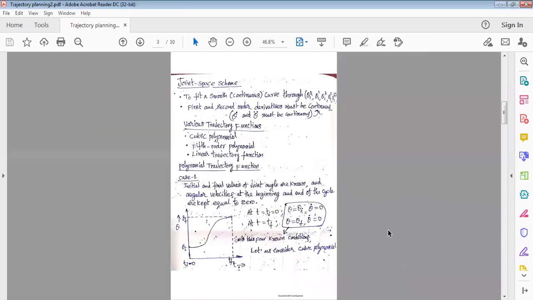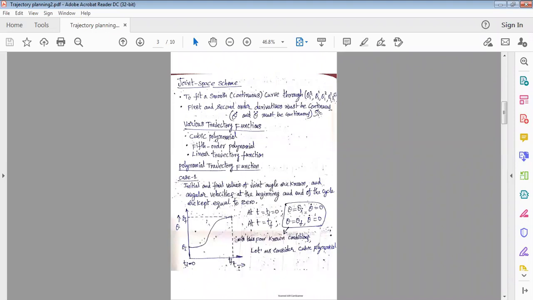So next, joint space trajectory. Forget about the Cartesian space trajectory and let us consider only joint space trajectory. Joint space trajectory has advantages: you can maintain a smooth path of the trajectory. Let us read.